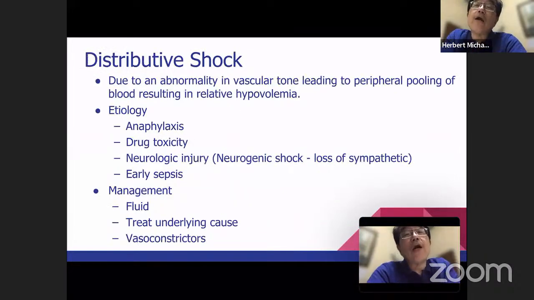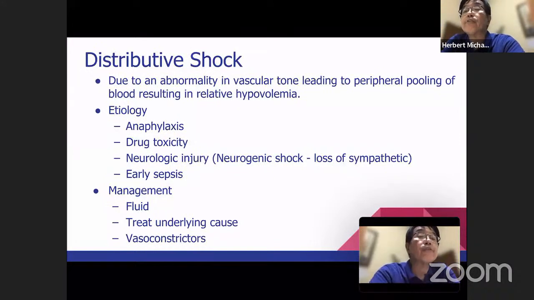Now, distributive shock, this is an abnormality in the vascular tone that leads to peripheral pooling of blood, resulting in relative hypovolemia. Anaphylactic shock is a classic example. Drug toxicity is another one. Neurogenic shock, wherein there's loss of the sympathetic tone. And of course, early septicemia. So management, of course, would be fluids, treat the underlying cause, and of course, the vasoconstrictors.